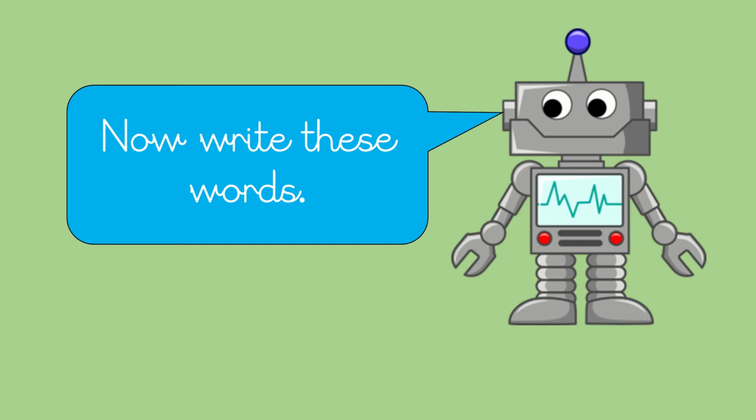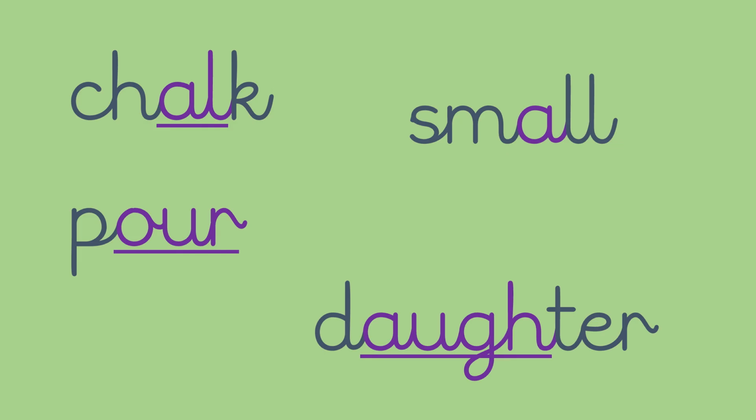Right, we're going to move on then and see how we spell which or sound we use. Right, so the first one was chalk, that had the A and the L for the or sound. In small, it's just the A on its own. In pour, it's OUR, and in daughter, it's AUGH. Okay, well done if you managed to do those. That was fantastic.